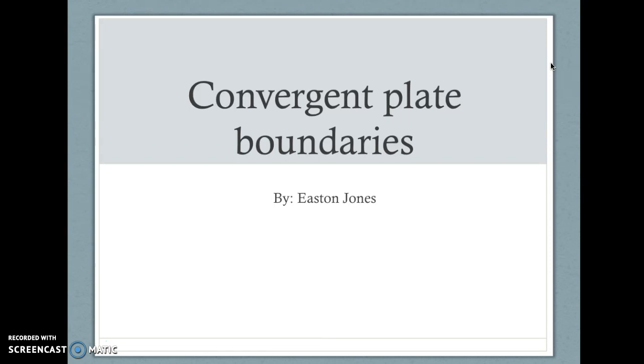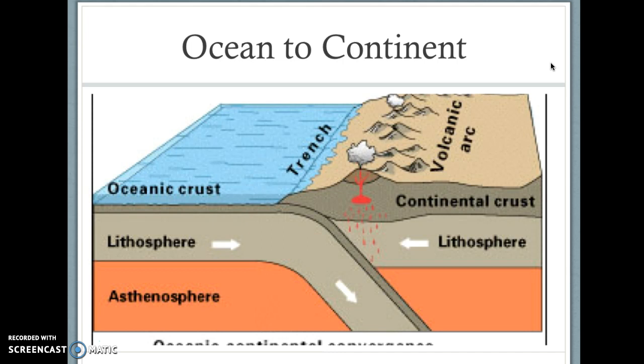Just to give you a quick overview of everything, there are three subcategories for convergent plate boundaries. We have oceanic to continental, oceanic to oceanic, and continental to continental. And I will be giving you a quick synopsis of all three. Starting with the first one, oceanic to continental right here.